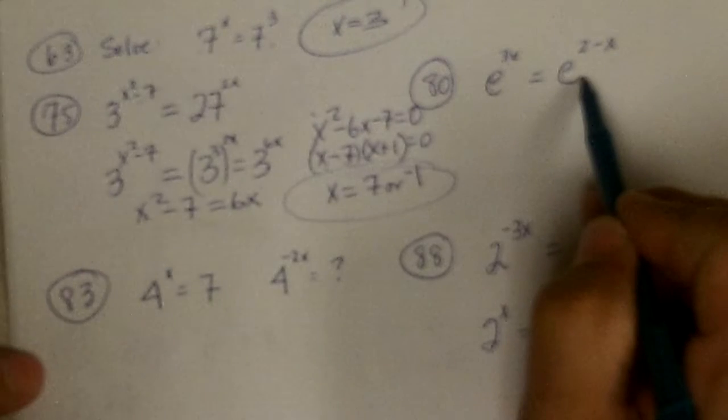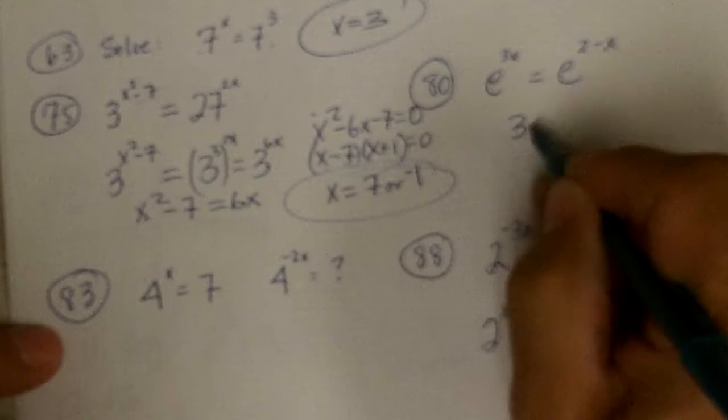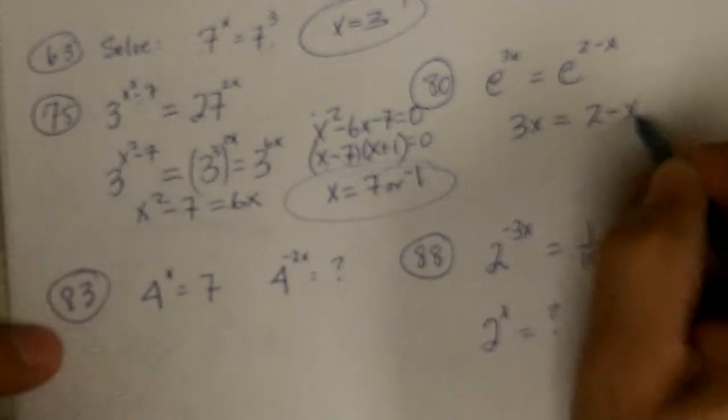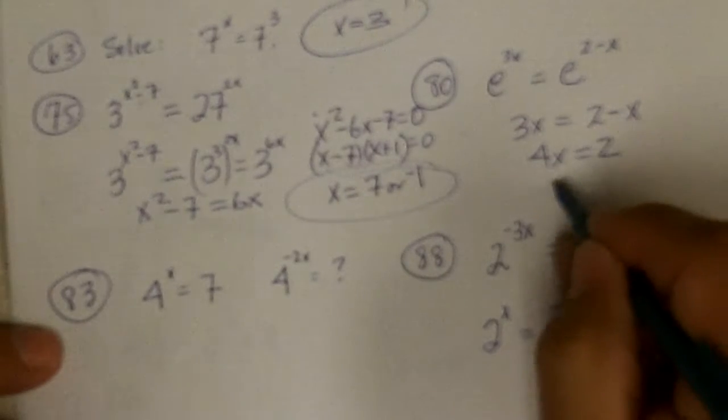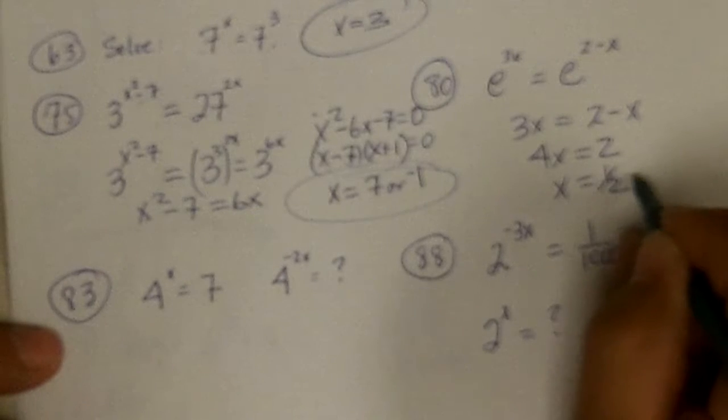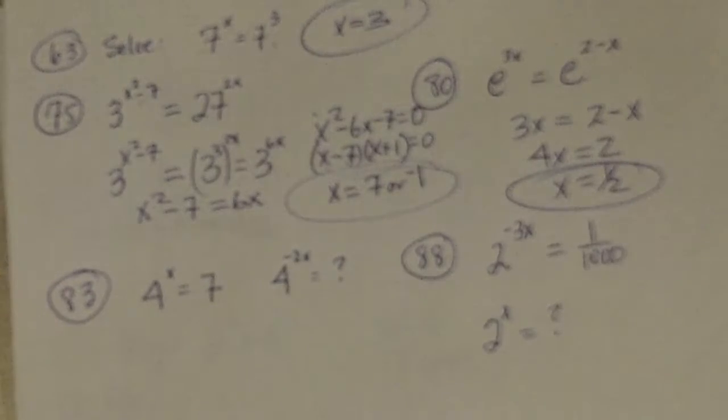These have the same bases in 80, so 3x must equal 2 minus x. Add x to both sides. Divide by 4 and reduce. X equals 1/2. 83.